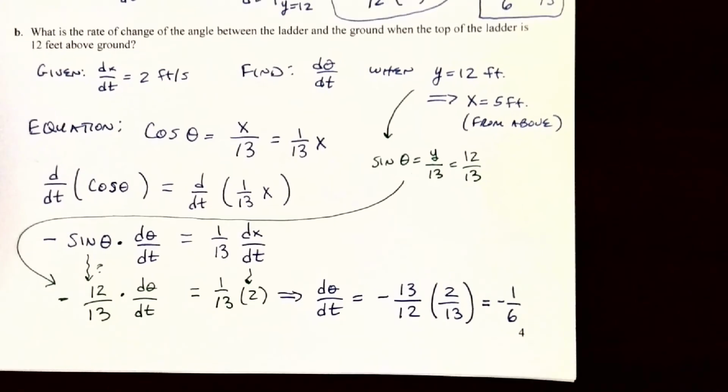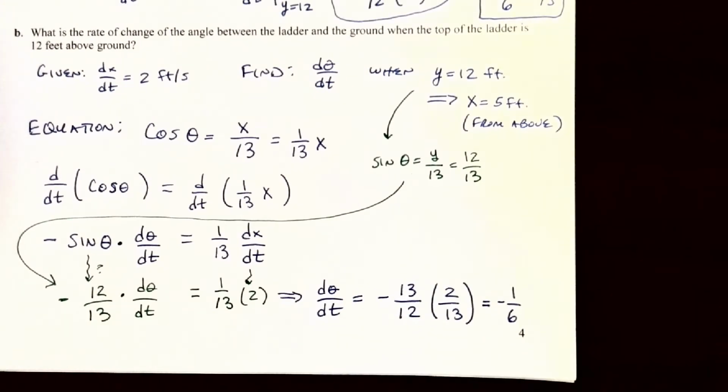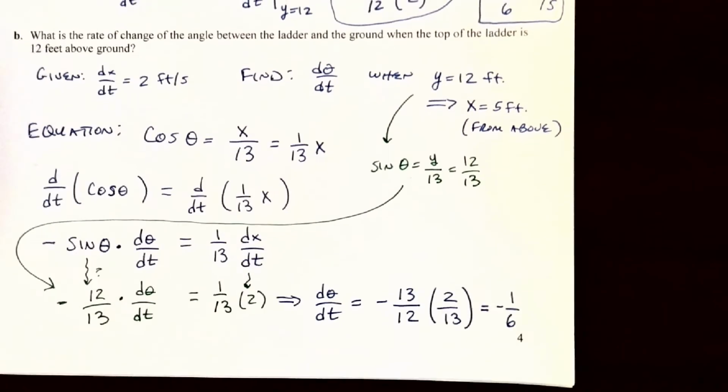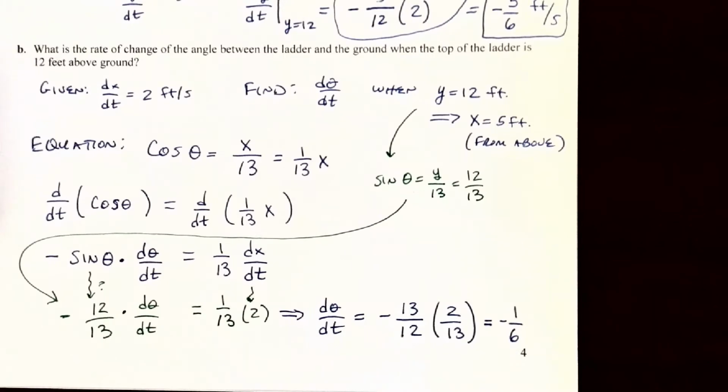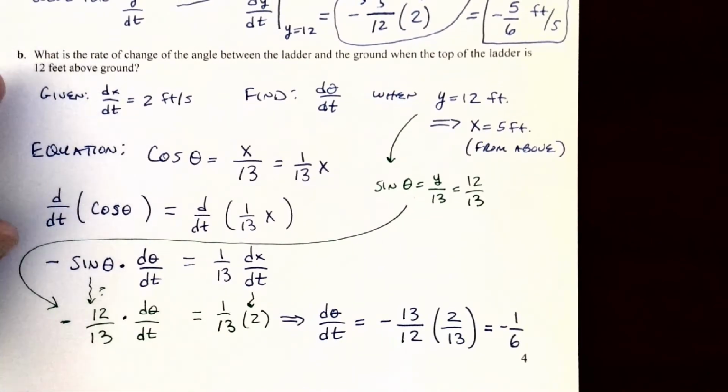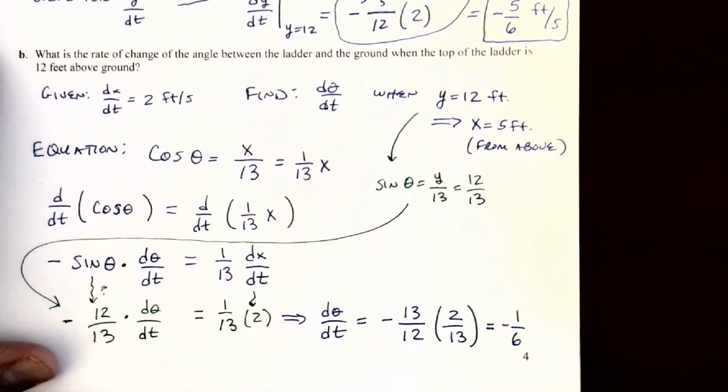Now, units. This is where it gets a little tricky. What are the units in this case? We're looking at the rate of change of theta, which is an angle, with respect to time. Now, some people might say angle, that's degrees. So would it be degrees per second? No, the answer is not that.